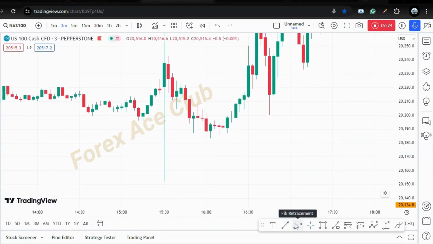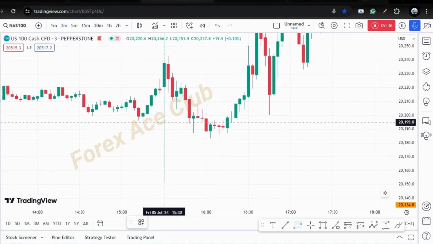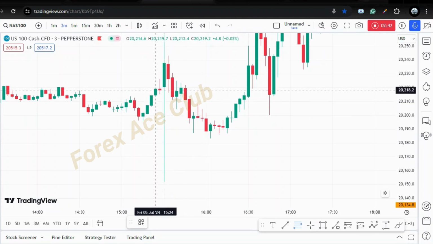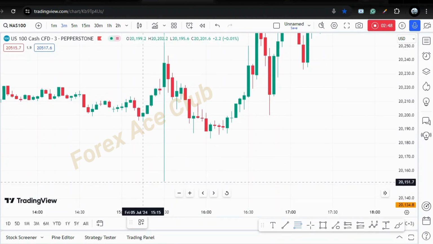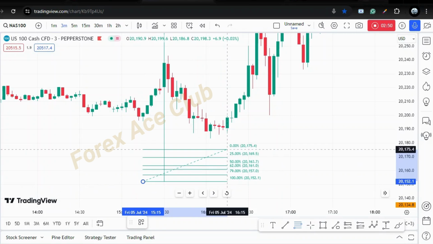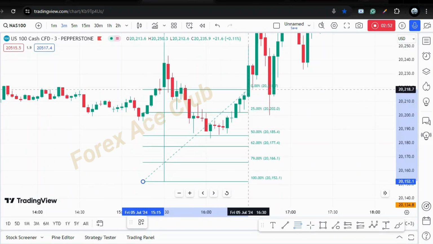So I take my fib. This is NAS 100 index, Nasdaq index, and this is the 3 minutes time frame. You can go on Friday, 5th of July at 3:30, so that you can see what I'm talking about. So I'm going to use my fib to measure the low to the high, the midpoint of this wick.